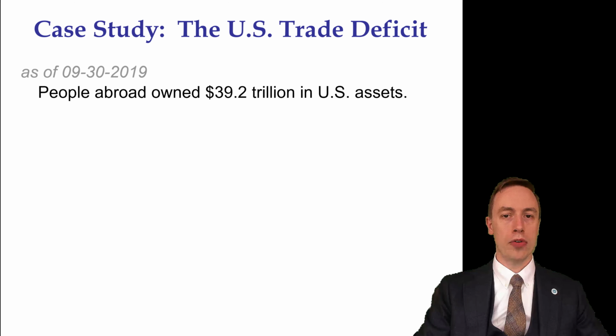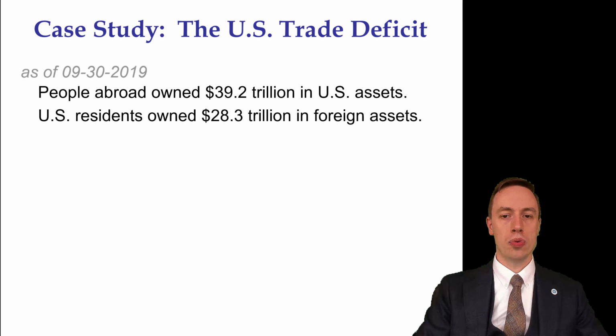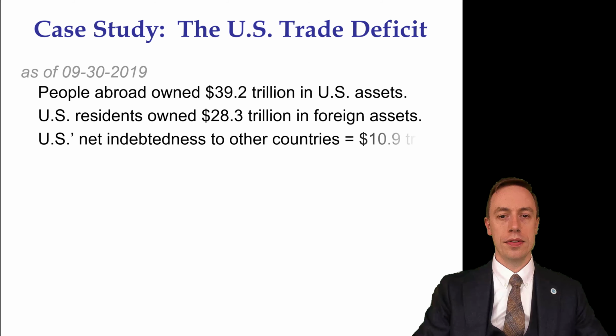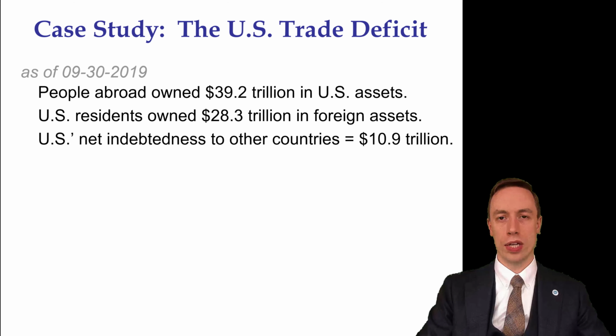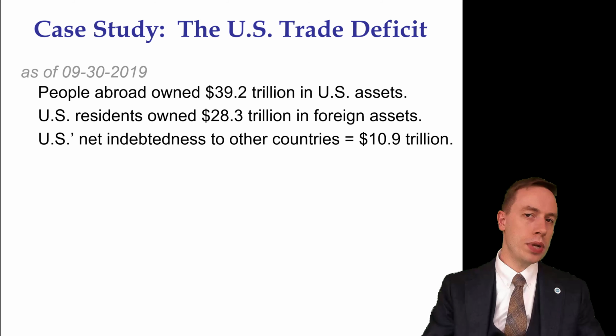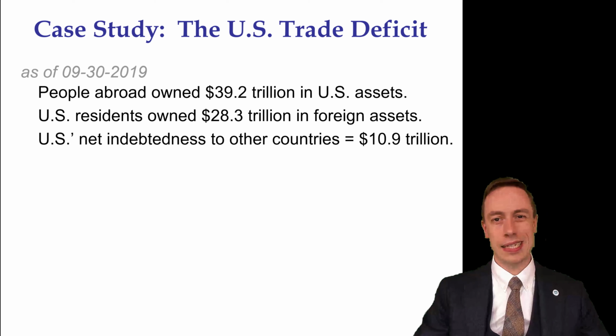Foreigners owned about $39 trillion worth of US assets, while Americans owned about $28 trillion of foreign assets. This gap, the US net indebtedness to the rest of the world, you can think of it as the sum of US trade deficits over the last few decades. Now, let me be really clear what I mean here by US net indebtedness to other countries.